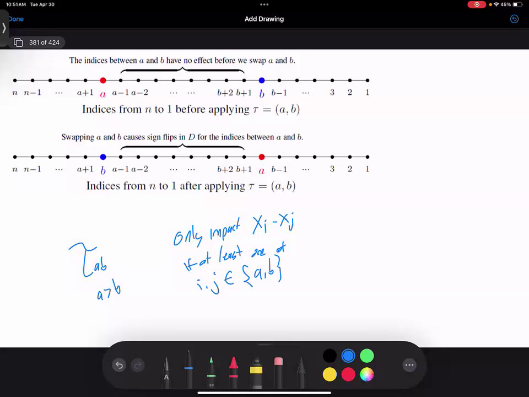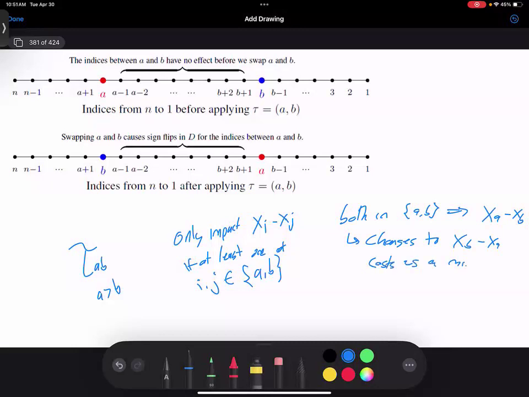One possibility is that both i and j are in this interval. The only way that can happen is if we have the factor xa minus xb. Because now we're looking at D, and when we look at D, we write things with the large index first. So if they're both in the interval AB, the only way that can happen is the factor xa minus xb. Changing it to xb minus xa costs us a minus sign.